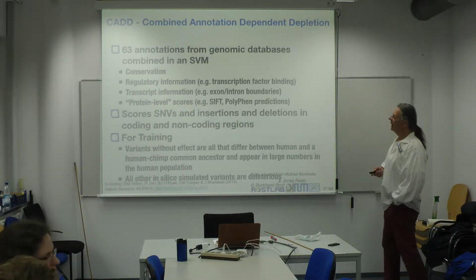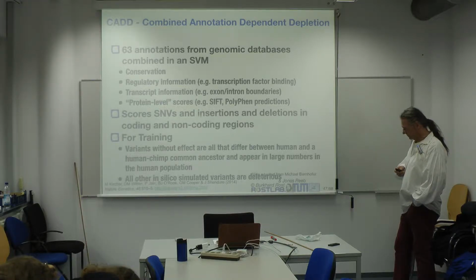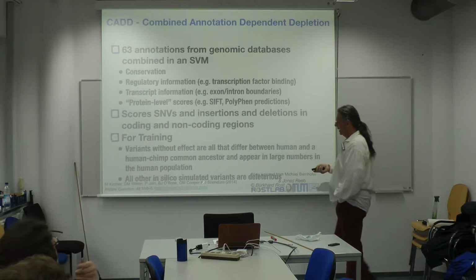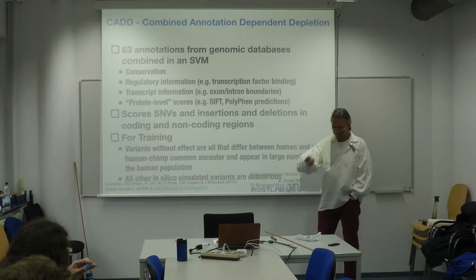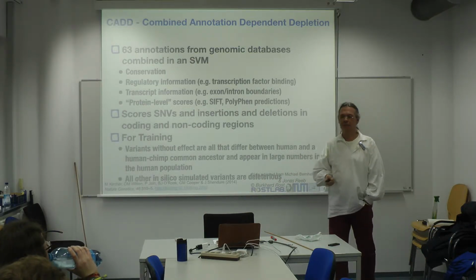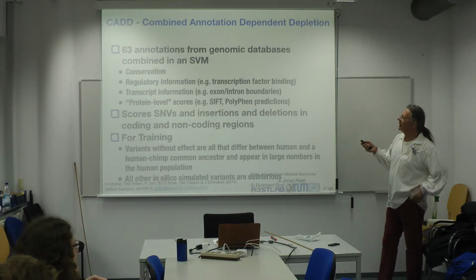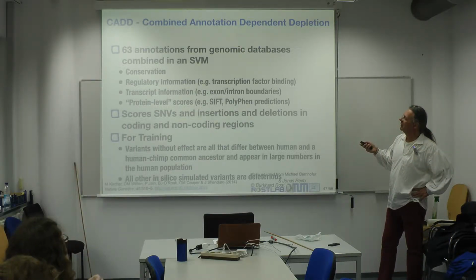CADD, and I don't have a photo here, is Martin Kircher, who's now at the Charité in Berlin. So it was originally published in Shendure's lab in Seattle, the city under Vancouver. Washington University.